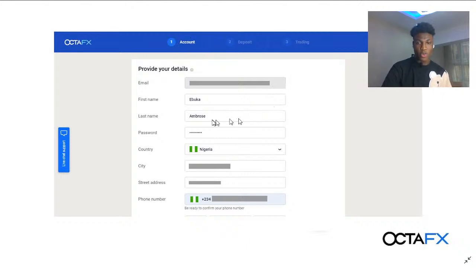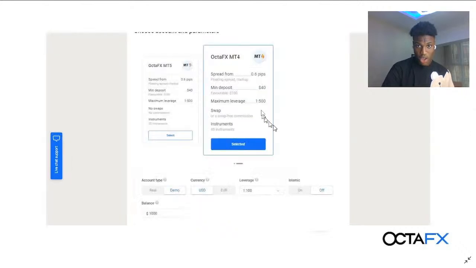Now a different page is going to pop up where you can put your email and your first name. I think your email is already going to be set in. Your first name, your last name. You're just going to fill in these basic details, but make sure that your details are correct. And then you have to choose what platform you want to trade on, MT4 or MT5. So selecting MT4, make sure that your account type is set to demo and you're trading in USD.